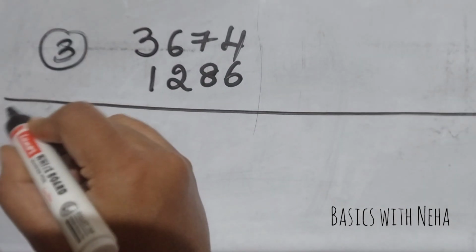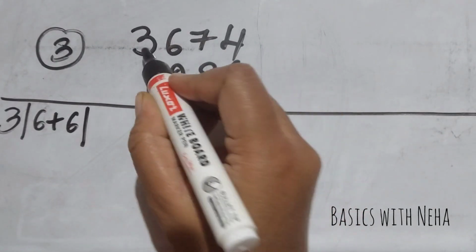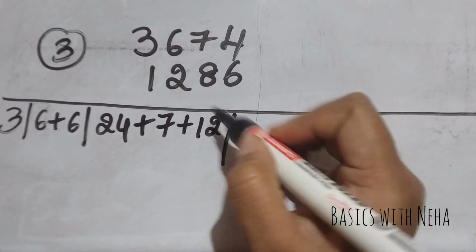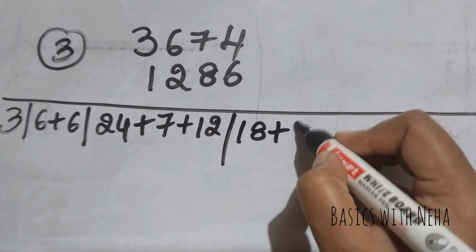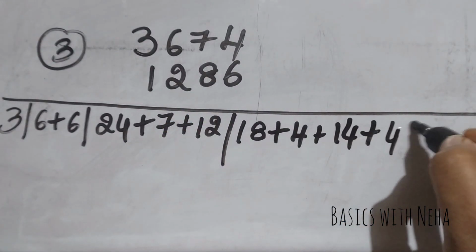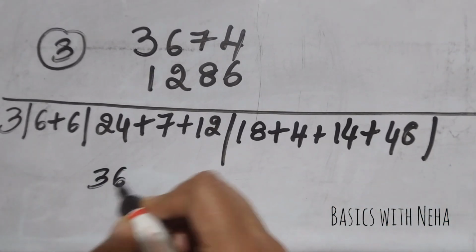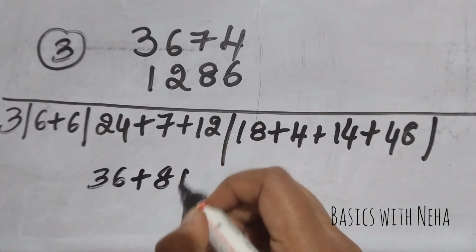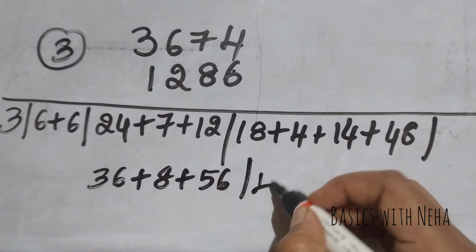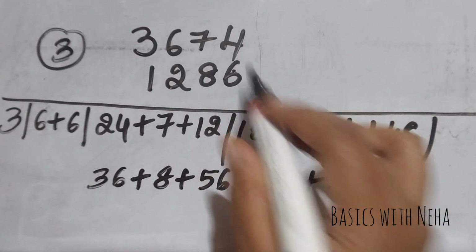So 3 1s are 3 bar, 3 2s are 6 plus 6 1s are 6 bar, 8 3s are 24 plus 7 1s are 7, 6 2s are 12 bar, 3 6s are 18 plus 4 1s are 4 plus 7 2s are 14 plus 8 6s are 48 bar, 6 6s are 36. I'm going to write in the next line 36 plus 4 2s are 8 plus 8 7s are 56 bar, 7 6s are 42 plus 8 4s are 32 bar, 6 4s are 24.